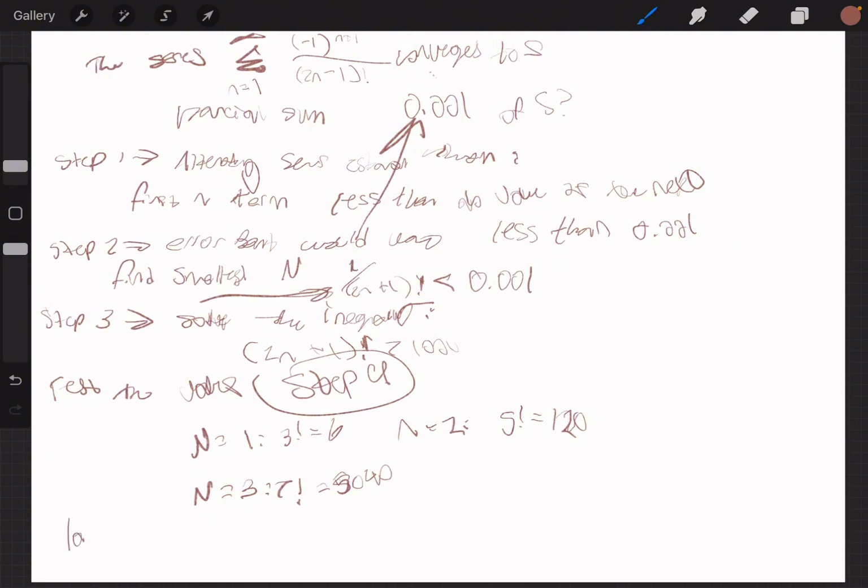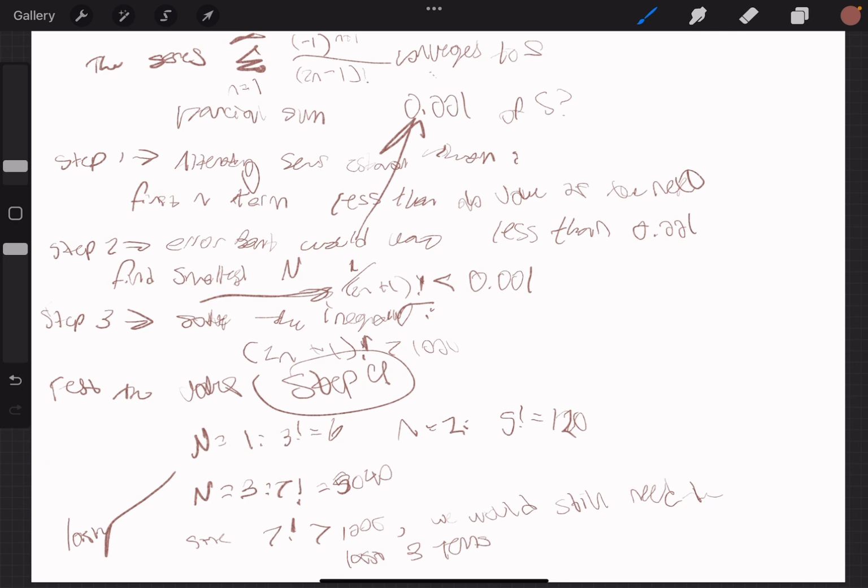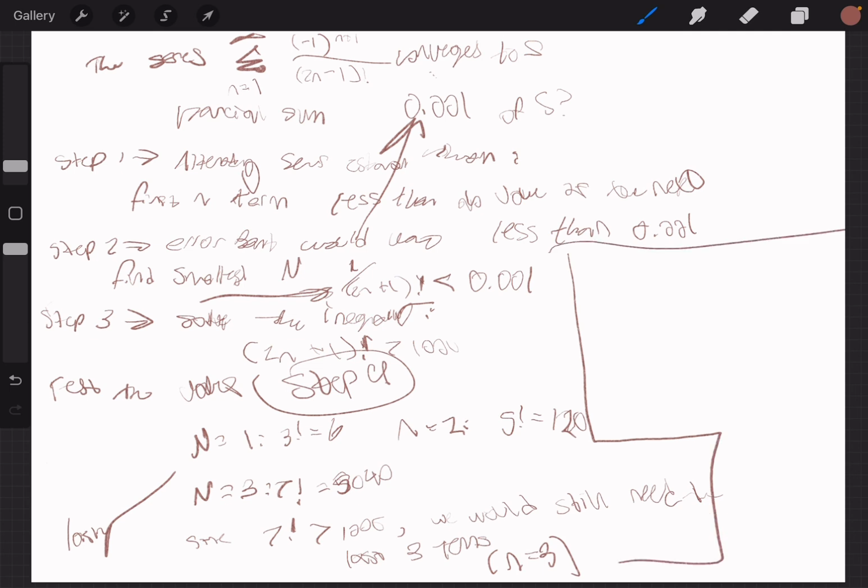So lastly, since 7 factorial is greater than 1,000, oops, it's an eraser, sorry, we would still need the last 3 terms. So n equals 3, which, let me look at the problem again, would make the correct option be option B, which was 3.